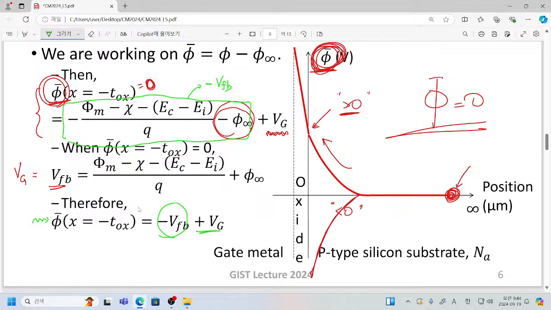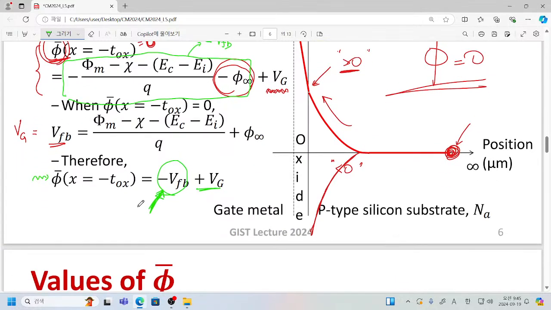Wow, that is quite easy to represent, but please note that in order to calculate flat band voltage, we have to understand work function, electron affinity, and half of band gap. Also, we have to understand the doping concentration of our silicon substrate. All of these quantities should be known to us.